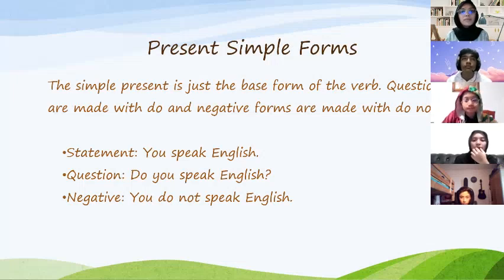It is the base form of the verb, where you can make it a statement, a question, or a negative form. For example, when you make it a statement, it is when you say you speak English. But when it's a question, it means do you speak English? And when you change it into negative, it becomes you do not speak English. You understand?